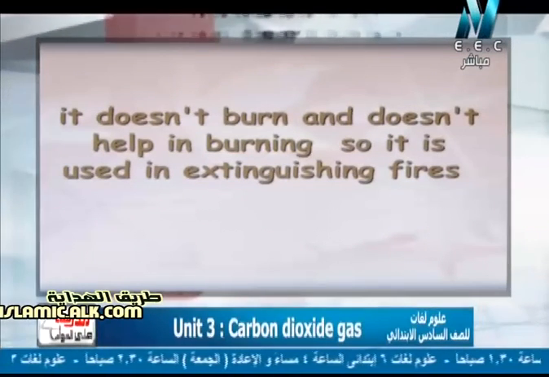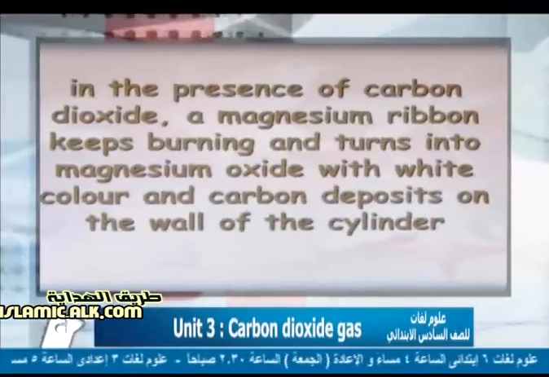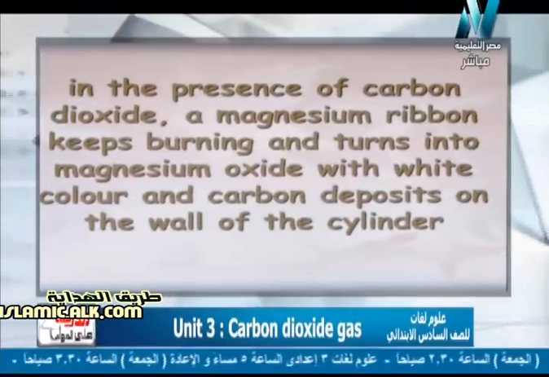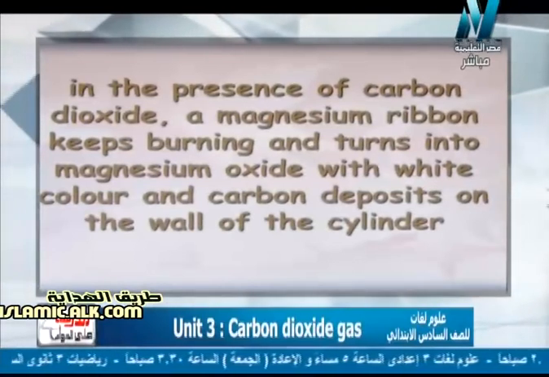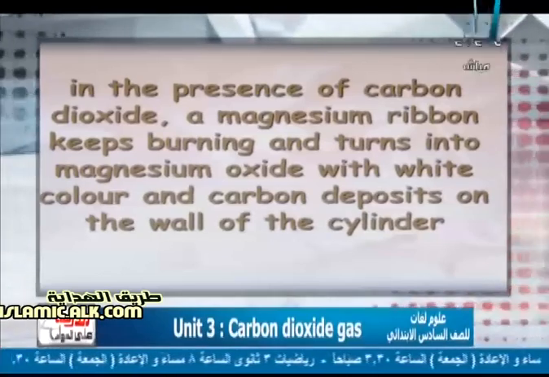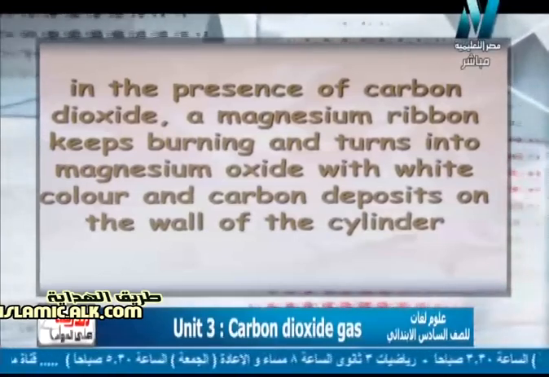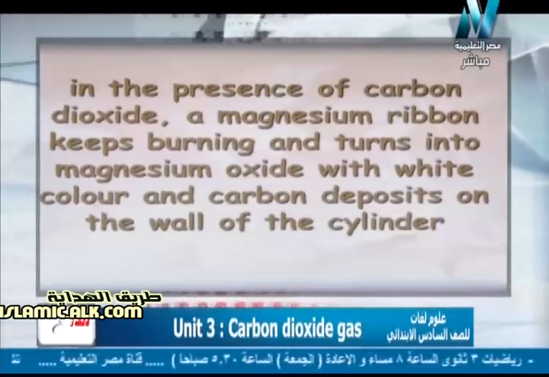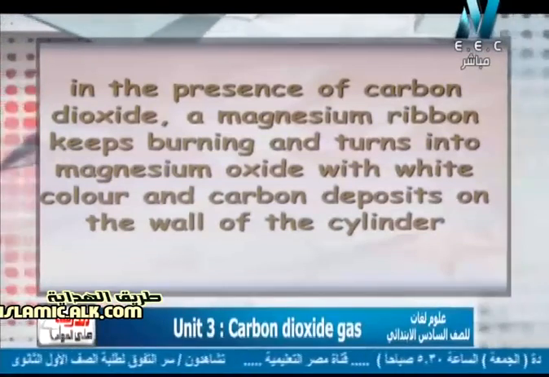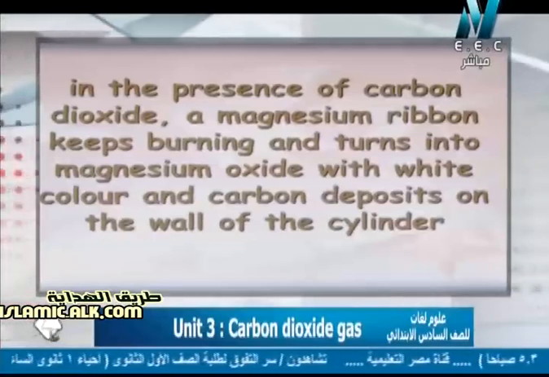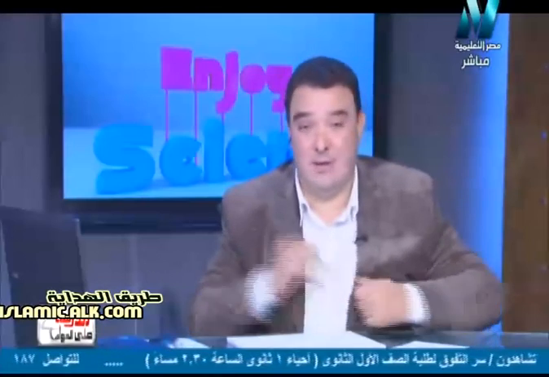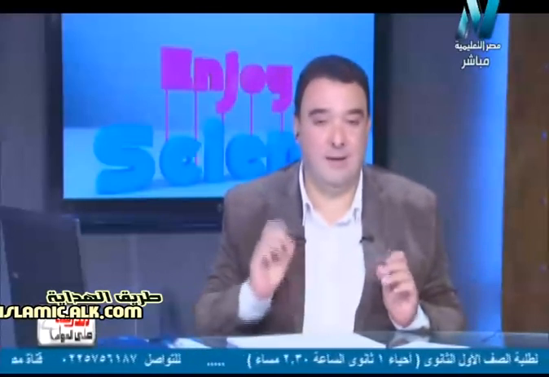So, in the presence of carbon dioxide gas, a magnesium ribbon. هنا بقى experiment مهمة قوي قوي لأنها طويلة شوية. في وجود الكربون دايوكسيد جاز لو جبنا شريط مغنيسيوم ريبون keeps burning بيحتفظ بالاشتعال and turns into magnesium oxide with white color and the carbon deposits on the wall of the cylinder. Let me explain this experiment by drawing. نشرح بالرسم مع بعض ايه اللي بيحصل لو magnesium ribbon بيتحرق في وجود الكربون دايوكسيد جاز.